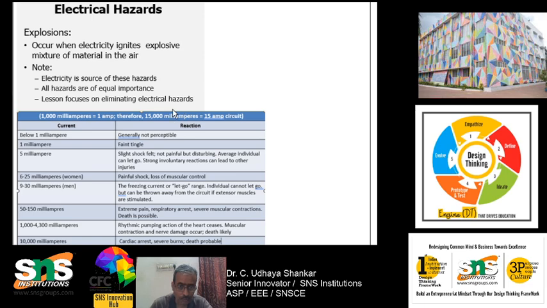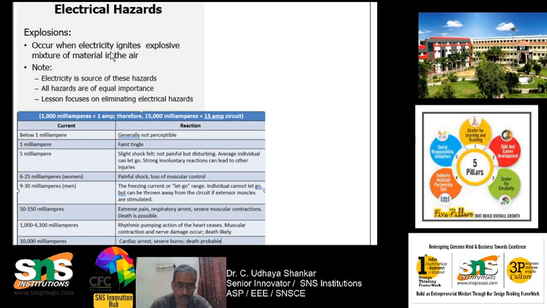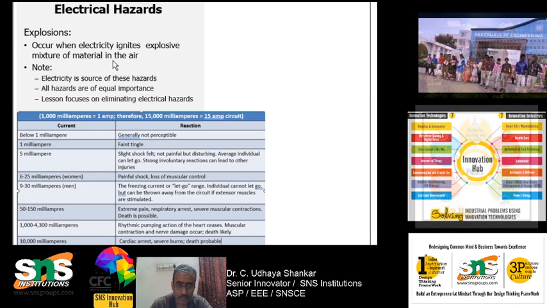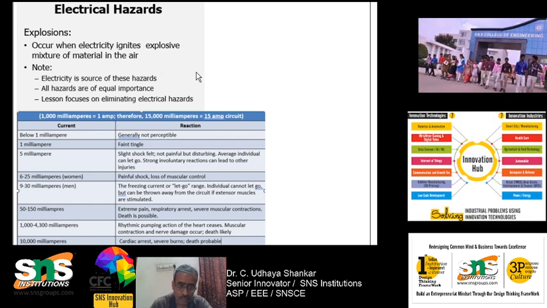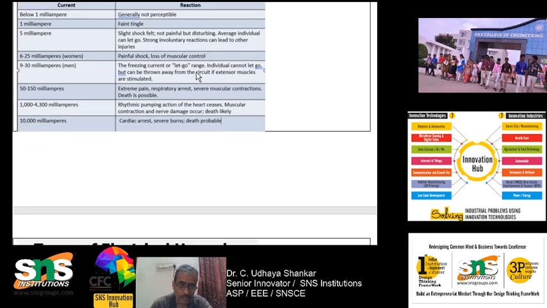The next is explosions. This occurs when electricity ignites an explosive mixture of materials. Sometimes if there is explosive material around in the air, it may result in explosions also. So electricity is the source of these hazards, and all hazards are of equal importance. This lesson focuses on eliminating these electrical hazards.